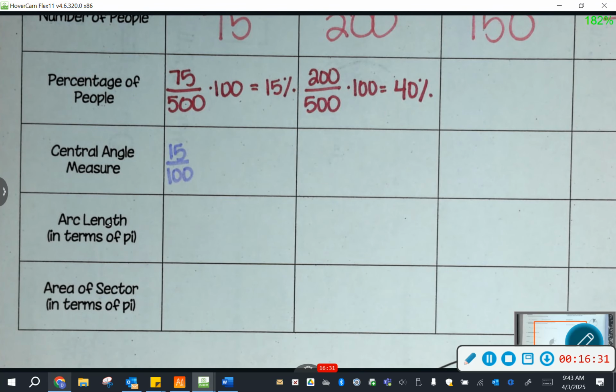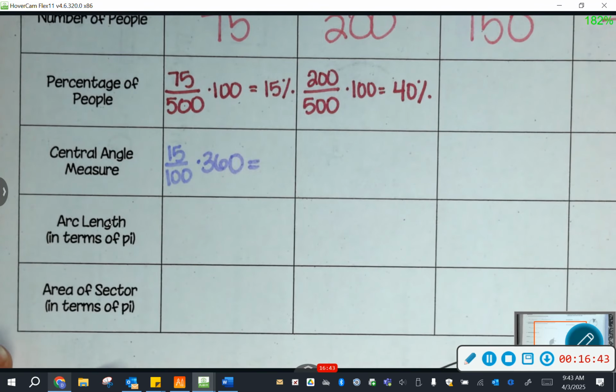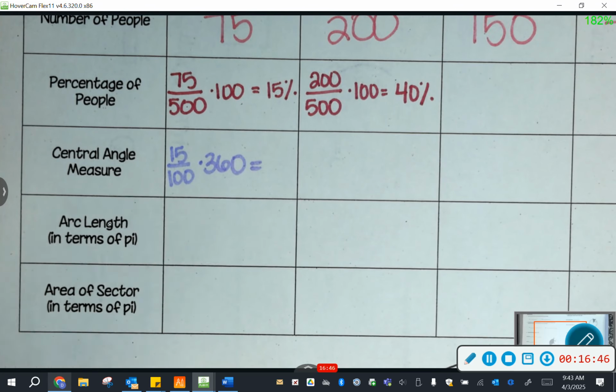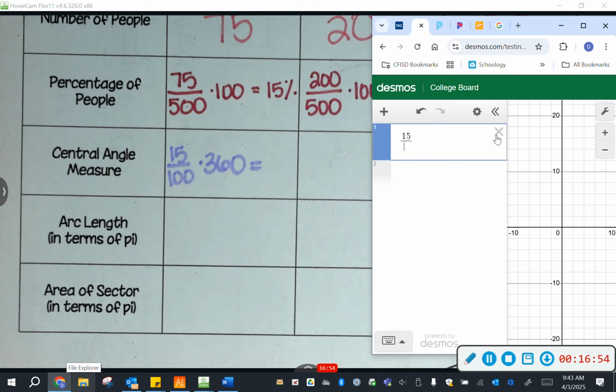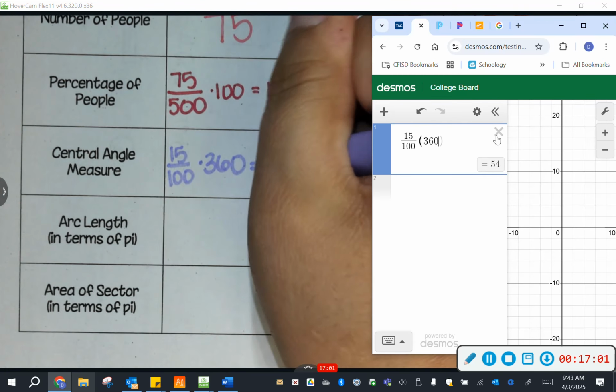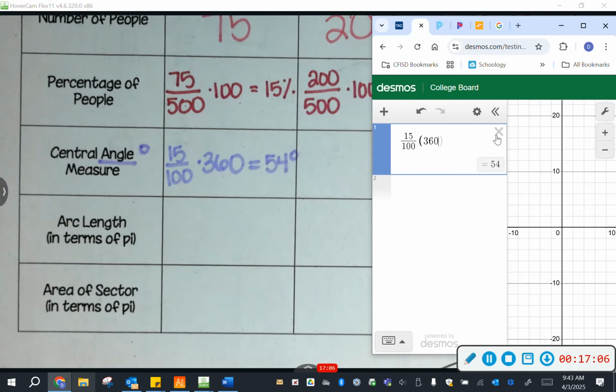And how do I figure out how much of that is a circle? What is a whole circle? Times 360. Because a whole circle is 360, I only want 15% of that. So I am going to do 15 over 100 times 360. And how many degrees is that? That's going to be 54 degrees. So your answer here, this is an angle, it needs to have a degree.